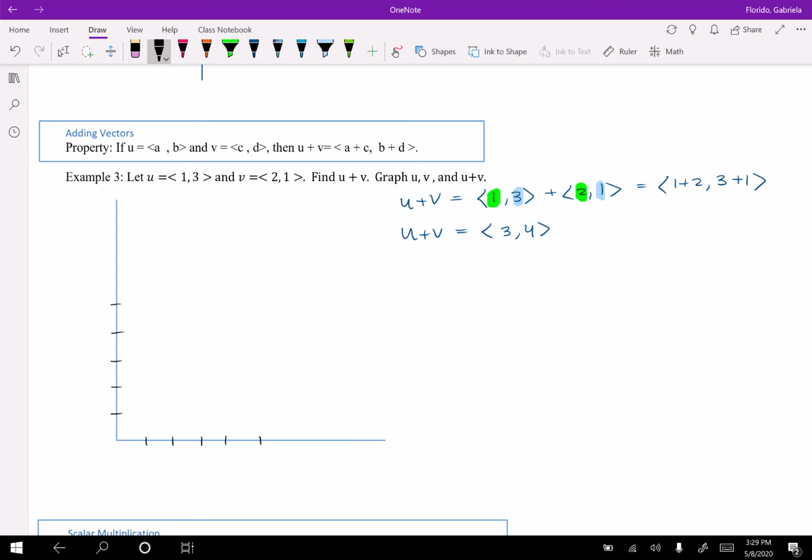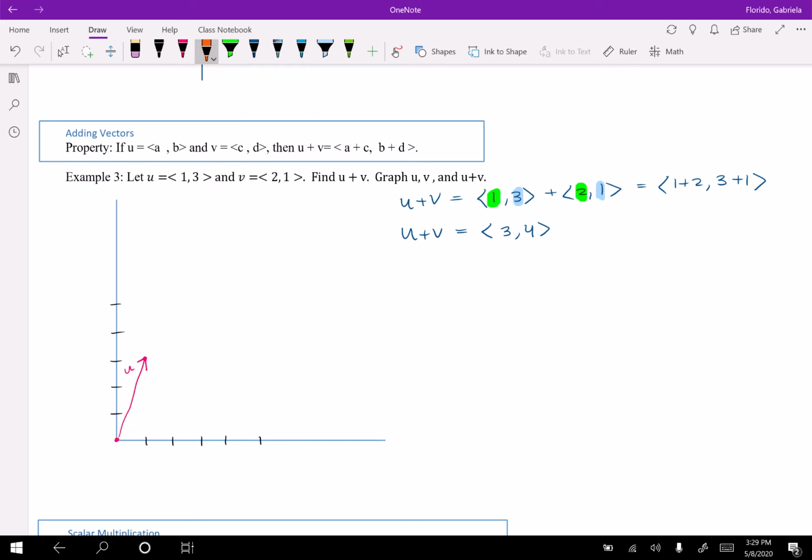So let's graph u in pink. Again, we always start at the origin. My x coordinate is 1, my y coordinate is 3. And so there we go. That's my vector u. And again, my lines are not the best.